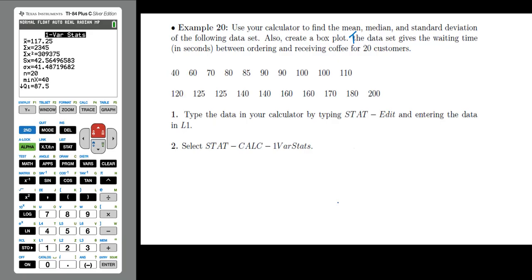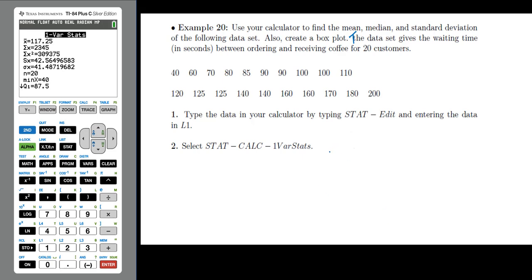Now if your calculator didn't have that screen that I had that allowed me to type in my lists, what you probably saw instead of all of this was just one variable stats all by itself. If that's what you saw on your calculator screen, just go ahead and hit enter and you'll get the same numbers that I see on mine.